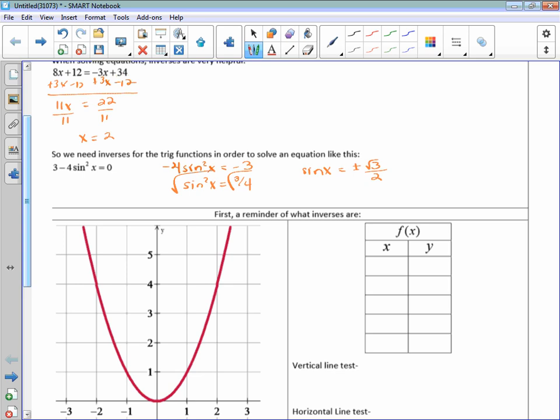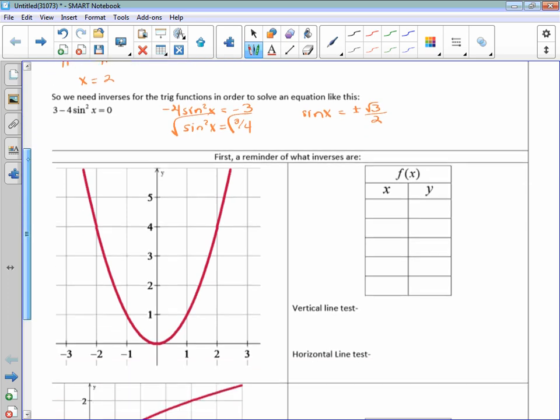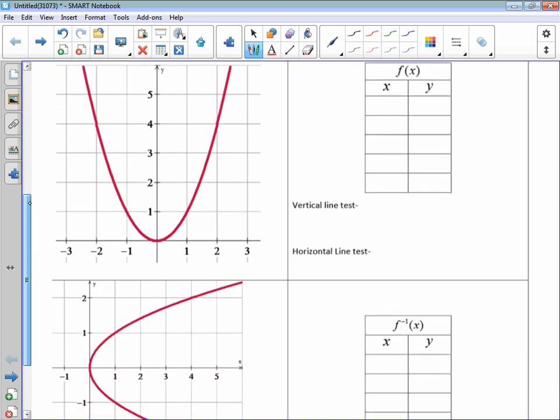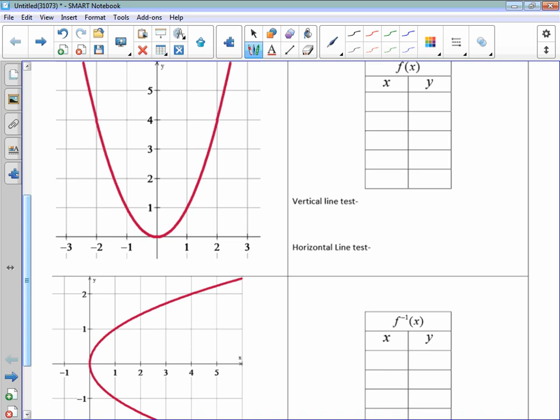But there are some rules that go along with our inverses, so we have to talk about all of that first. So let's go back to Algebra 2 for a minute and think about what an inverse actually is. Let's write out a few points of this graph. So I know I have 0, 0, right? I have 1, 1, -1, 1, 2, 4, and -2, 4. You guys with me? That's just points off the graph. Parabola, you guys have seen that a million times.